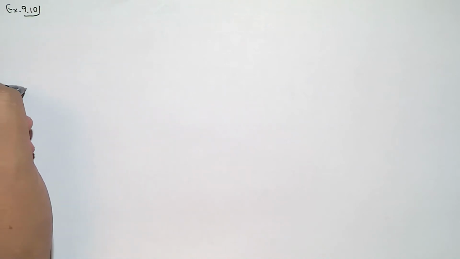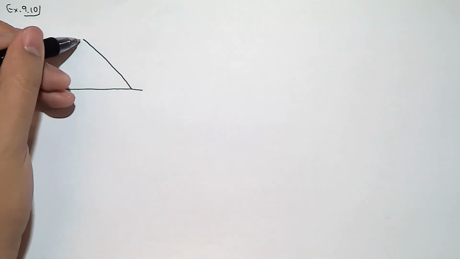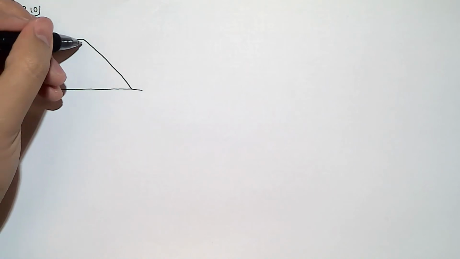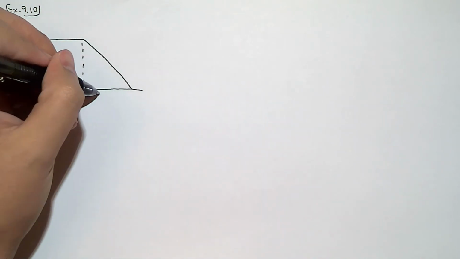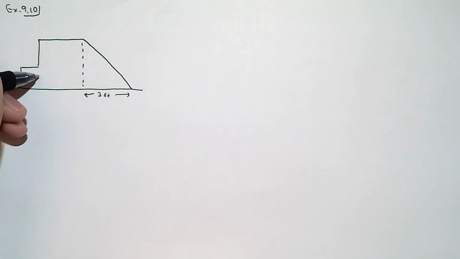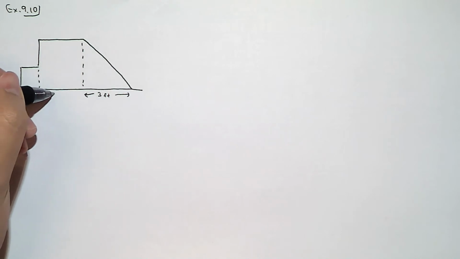This is actually example 9.10 from your book in case you want to look at it later. In this problem, we have a composite shape, a shape that is formed by different shapes. So we have this element here. And we can give some dimensions, right? We can say that this triangular portion is 3 feet in length, that this rectangular portion is 2 feet in length.